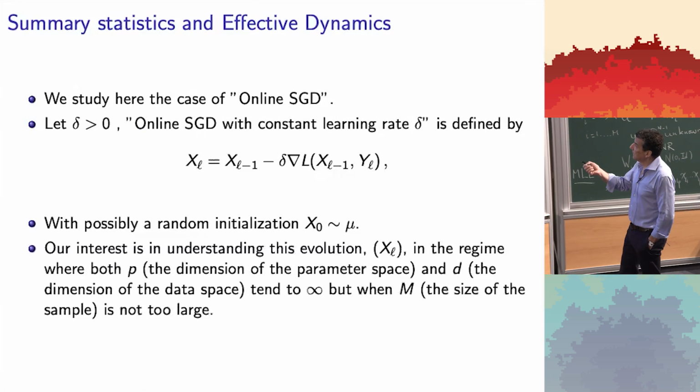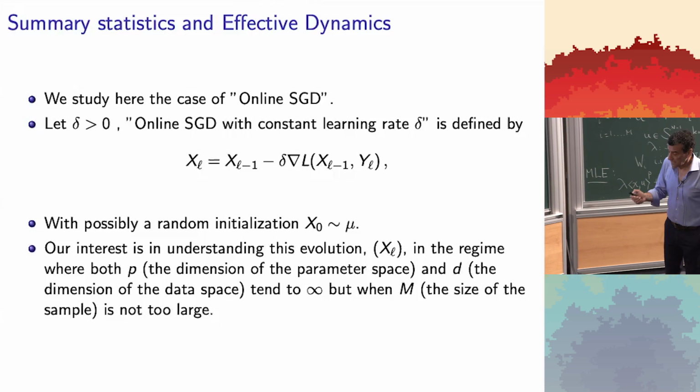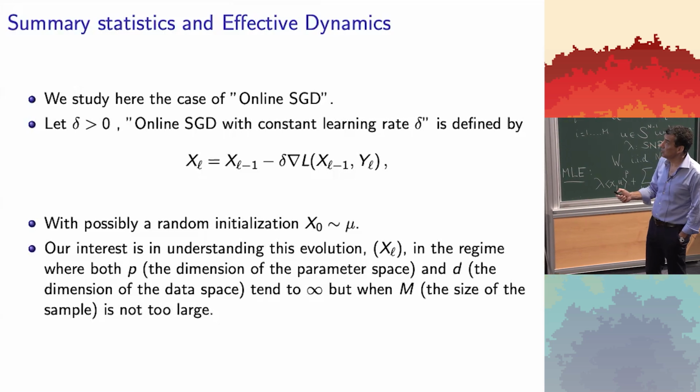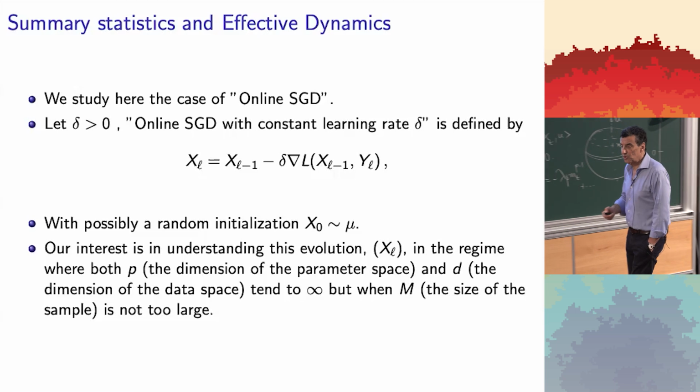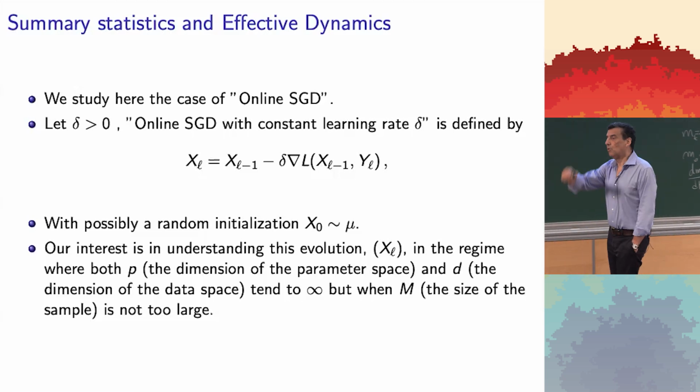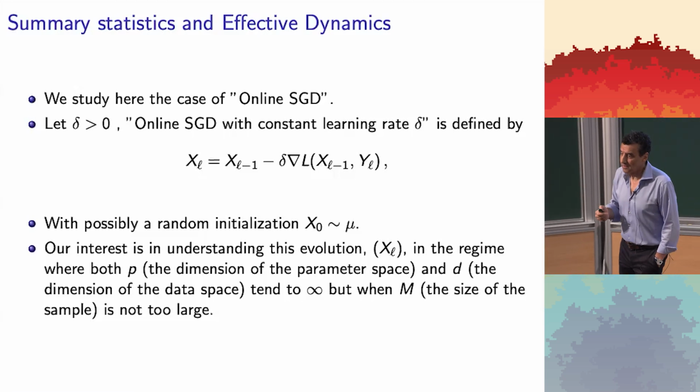So all right, the interest again, as I mentioned, is to understand this evolution of x_l in the regime where the dimension of the parameter space is large, the dimension of the data space is large, but the size of the sample is not too large. Again, that's the important thing. We are not supposed to have an extraordinarily large amount of data, okay?